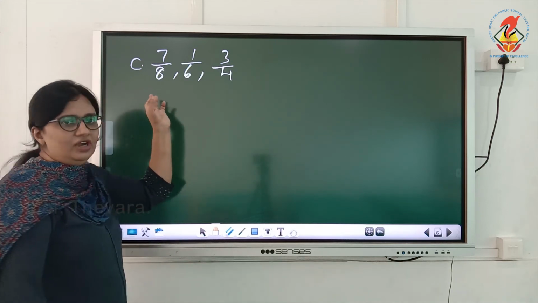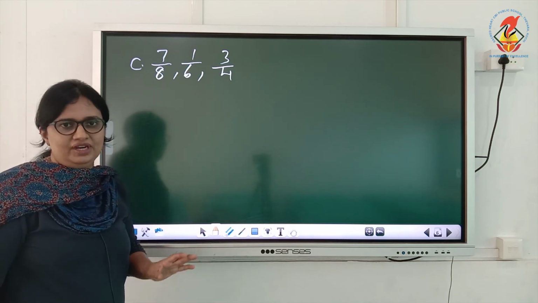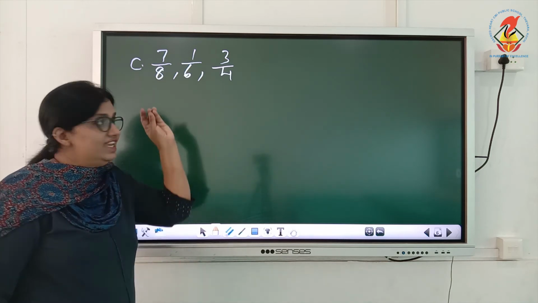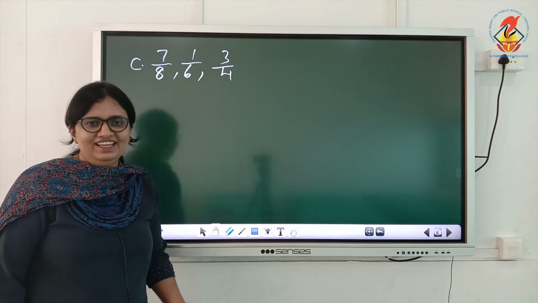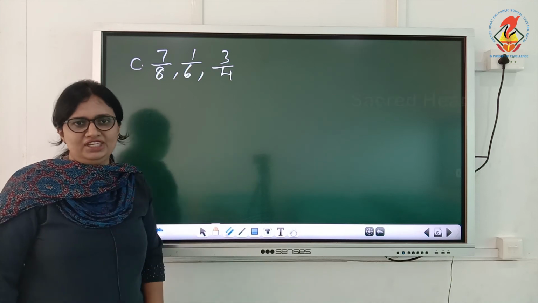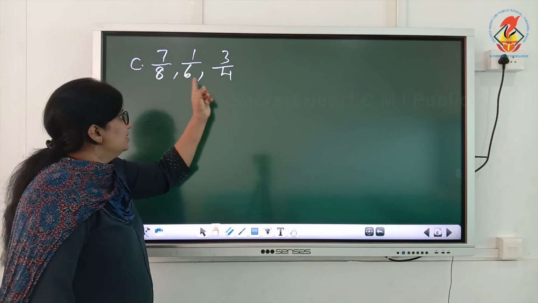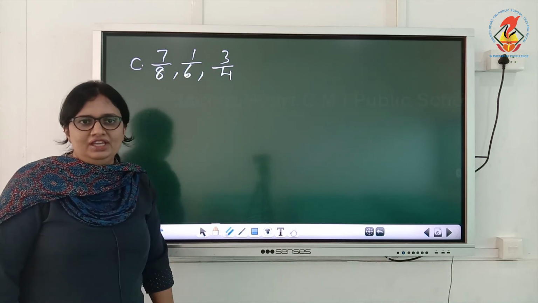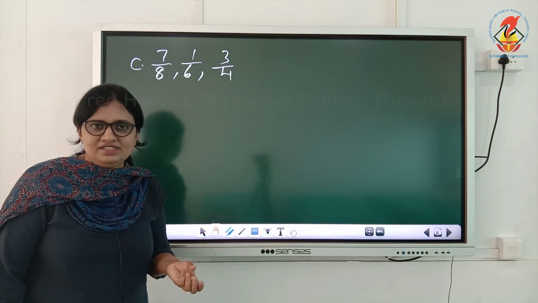And first, when you are getting unlike fractions, we need to change them into like fractions. How? We need to take the LCM of the denominators. Is it clear? You need to take the LCM of all the denominators. Here the denominators are what? 8, 6, 4. You know how to find the LCM and HCF, that you have studied in the last chapter, right?